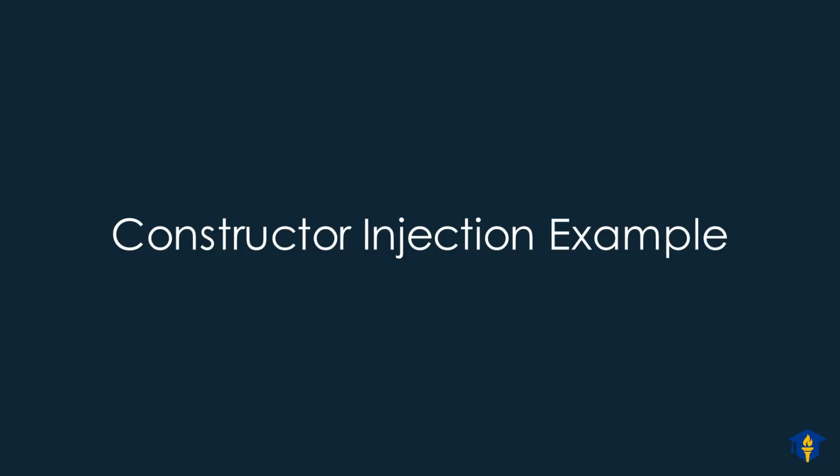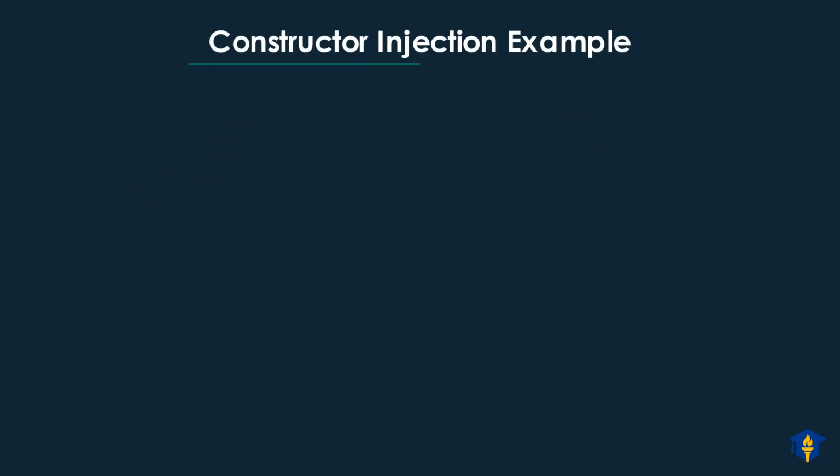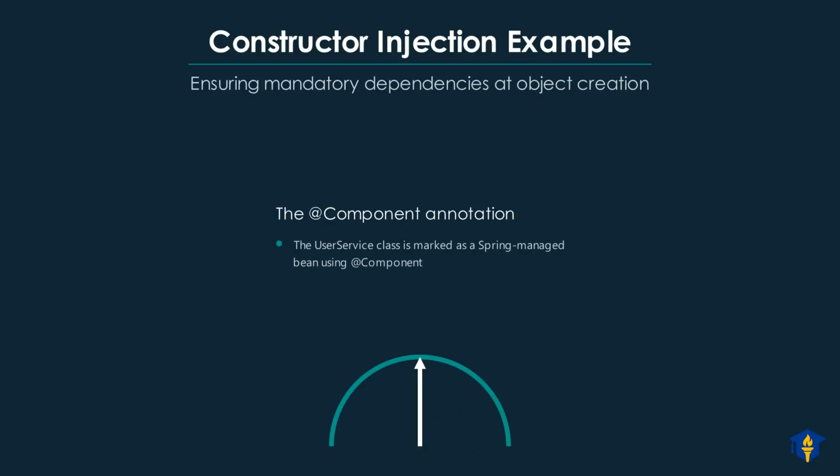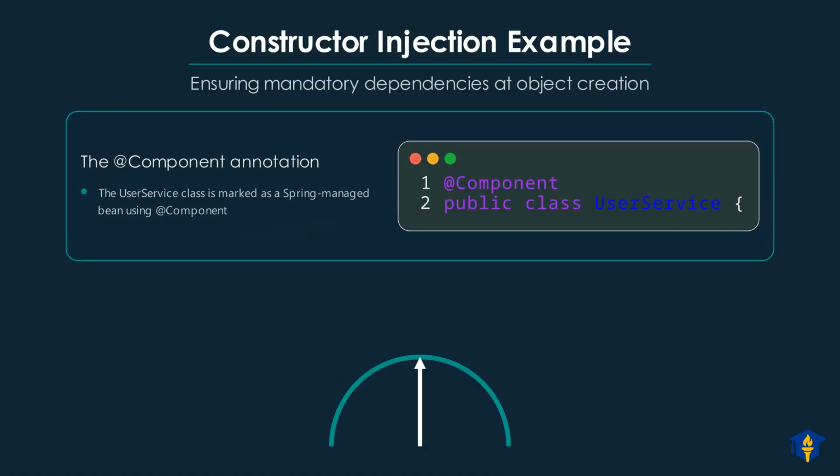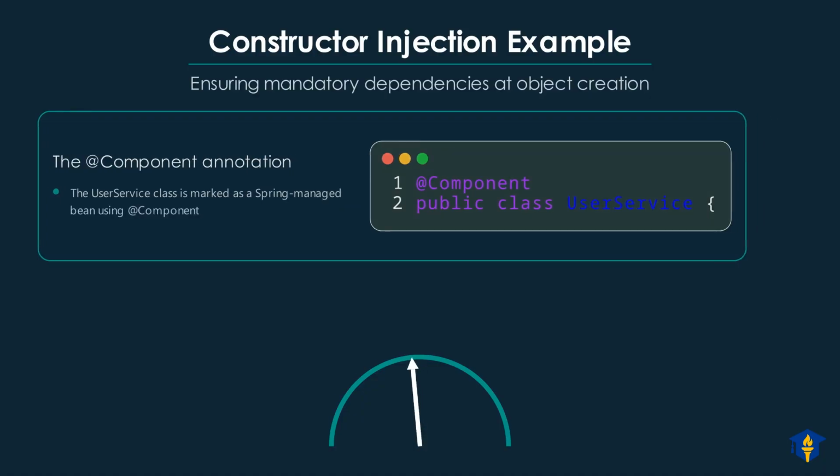Let us look at a practical example of constructor injection to understand its implementation. This method is vital for ensuring that all necessary dependencies are available when an object is created. The @Component annotation marks this class as a Spring managed bean for the IoC container. So, the UserService class is now recognized and managed by the Spring framework. Here, we see the @Component annotation above the UserService class definition.